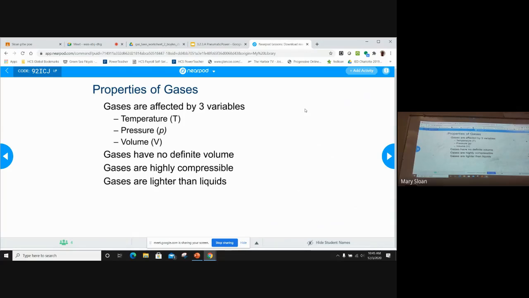So properties of gases are affected by three variables: temperature, pressure, and volume. Gases have no defined volume. Gases are highly compressible. And gases are lighter than a liquid.